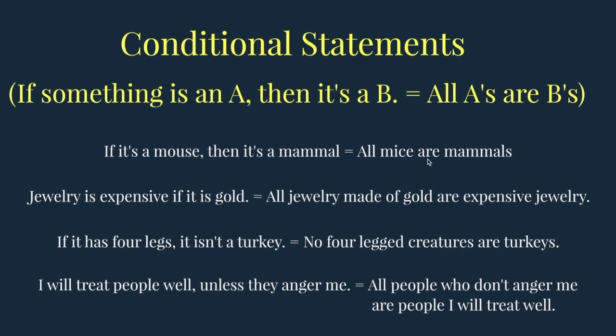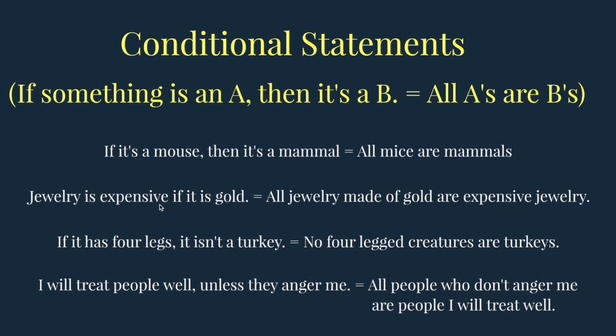No, I'm saying all mice are mammals. In this example, we have jewelry is expensive if it is gold. Notice that we've got a slightly more complicated version of an if-then statement here. It's not clear right off the bat that we've got the if antecedent, then consequent. The if has been moved to the middle of the sentence here.